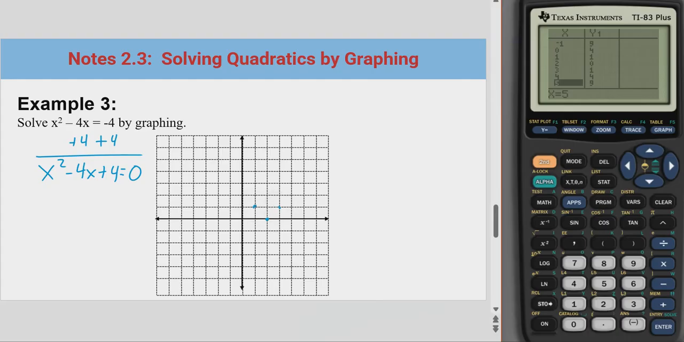so my graph is going to look like this. I see that one solution here at x equals 2. I see that in the picture as well. That's okay. You may have these where you have one solution, two solutions, or even no solutions. For quadratics, those are your three options.